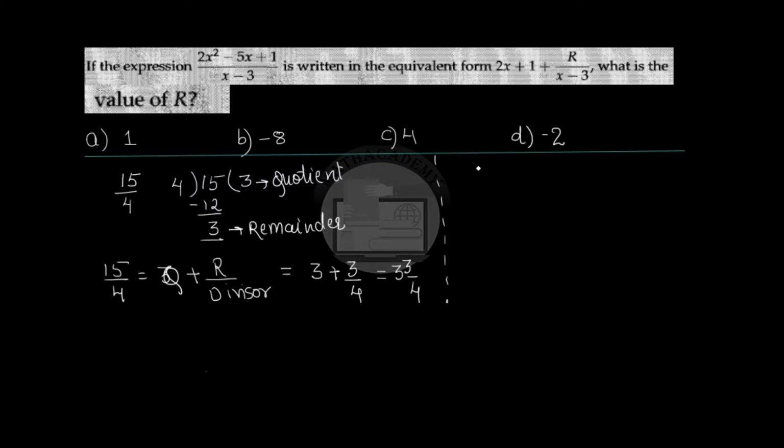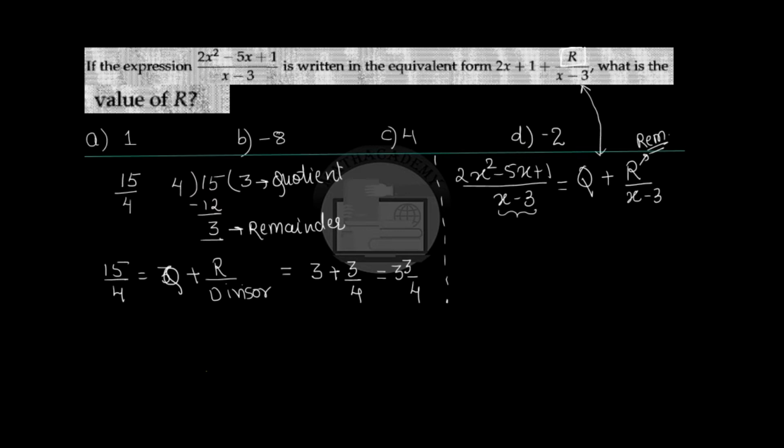On the same concept, we will also be writing the given expression 2x square minus 5x plus 1 divided by x minus 3 in the form of quotient plus remainder over the divisor. And what is a divisor? A divisor is x minus 3. Now let us compare the equivalent form which is given in the question and this equivalent form. And what do we see here? That the value r which they are asking is nothing but the remainder of this division. This is the remainder which we have to figure out.